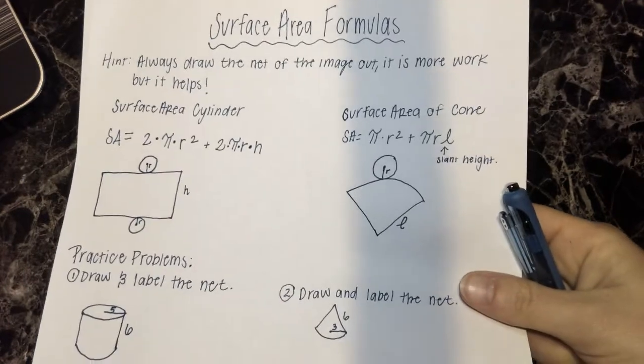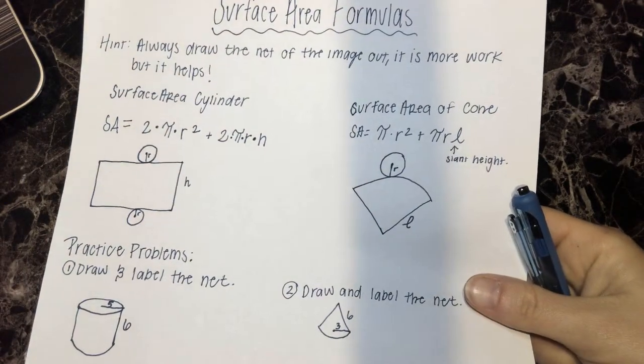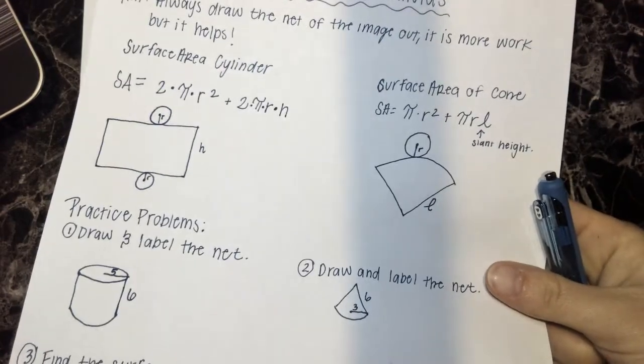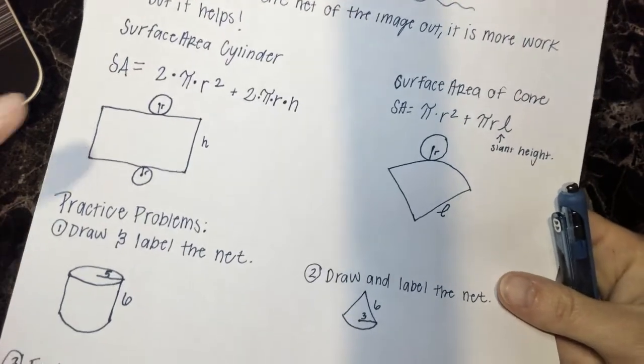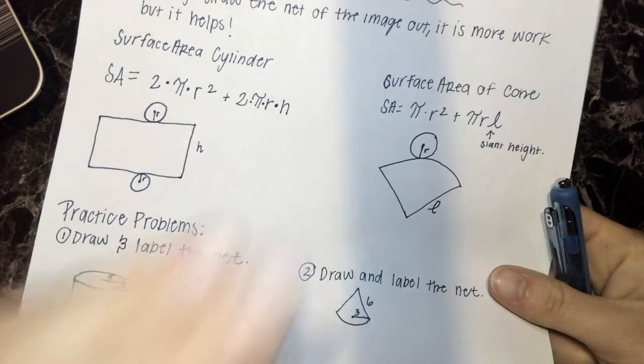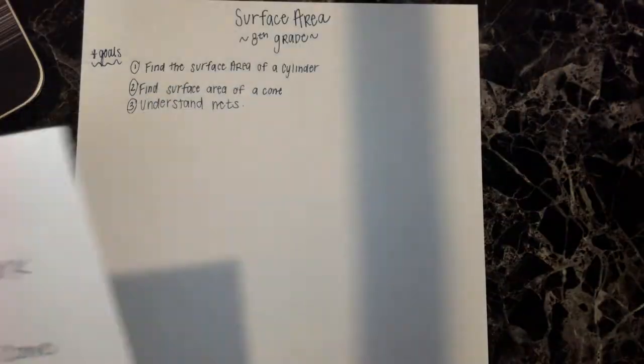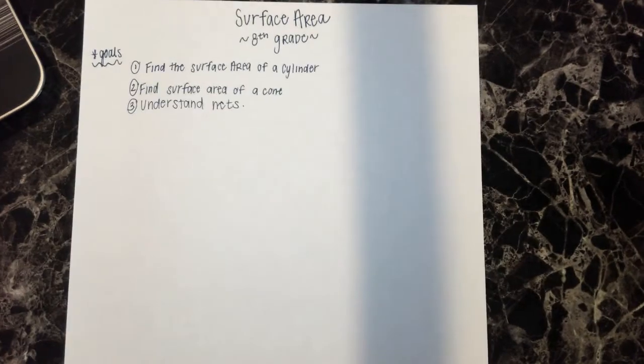So you should have seen the PDF. This is your PDF file. It's uploaded. My hint is always draw the net out. It's a little bit more work, but it's helpful. I've shown you the two formulas that are typical, the two nets, and then you have 4 practice problems that you're going to do before we meet on Monday.